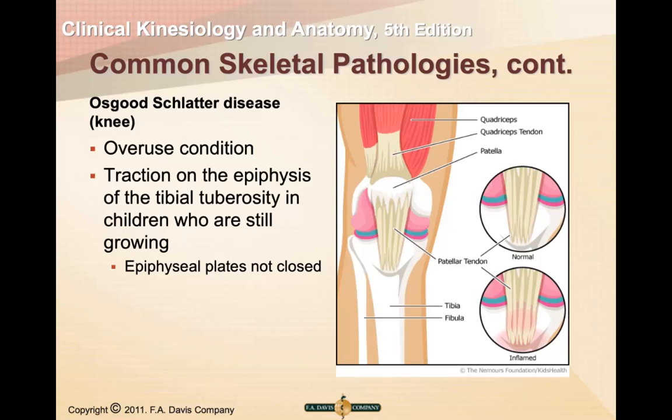So we'll see in the next lab, when y'all come to lab, who has had Osgood-Schlatter's disease, because sometimes it's pretty obvious to tell. Not that we're making fun of you, but you'll be the people with big tibial tuberosities.